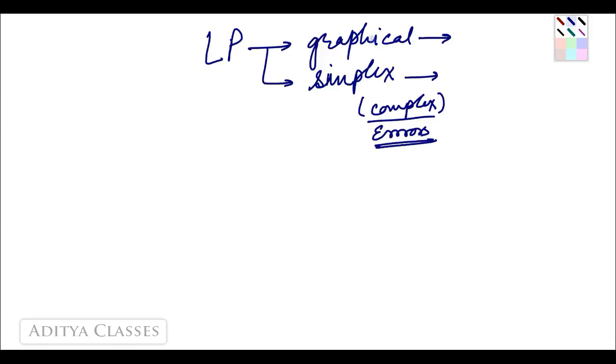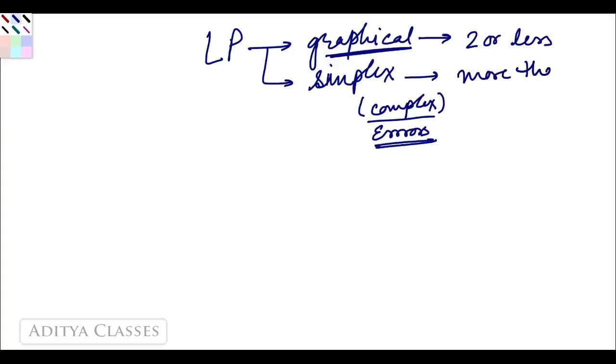Now how do we decide whether we can solve it using graphical or simplex? If you remember the formulation of a linear problem, then we saw our second step was declaration of decision variables. So decision variables, so long as you have two or less, you can go with graphical method, and if you have more than two, that is 3, 4, 5 or whatever, then you have to go for simplex. There is no way graphical can solve your question.